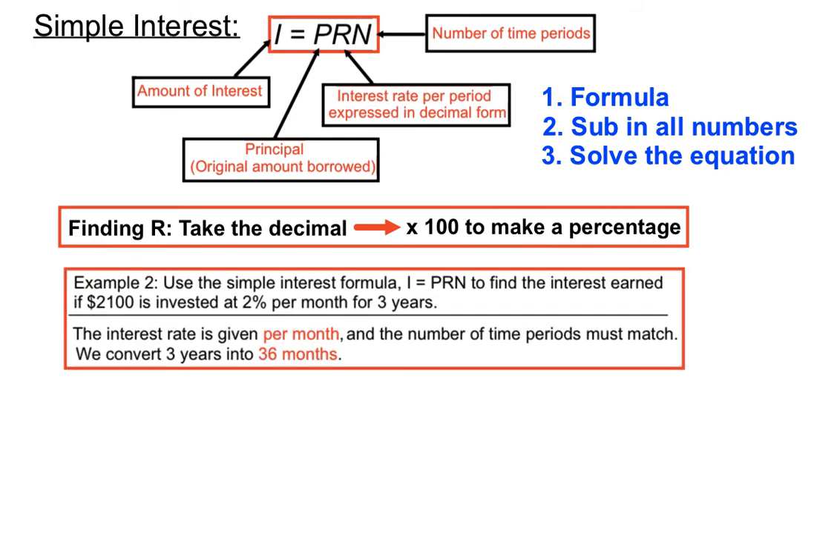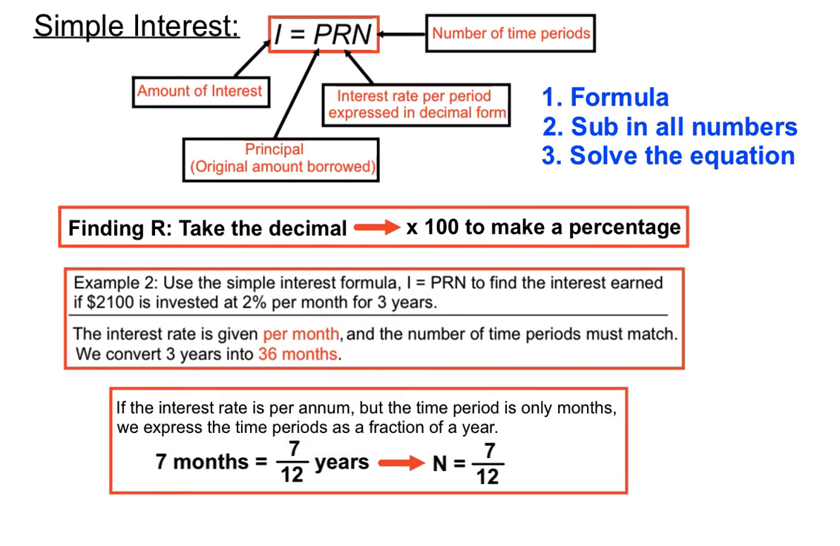Alright, what else did we see there that's a bit interesting? Example 2, we had 2% per month, but we started off with 3 years. And so what we did is we converted 3 years into 36 months so that we had months for both the interest rate and the number of time periods. It's best if they match up. If one's in months, the other should be in months. If one's quoted in years, the other one should be quoted in years.